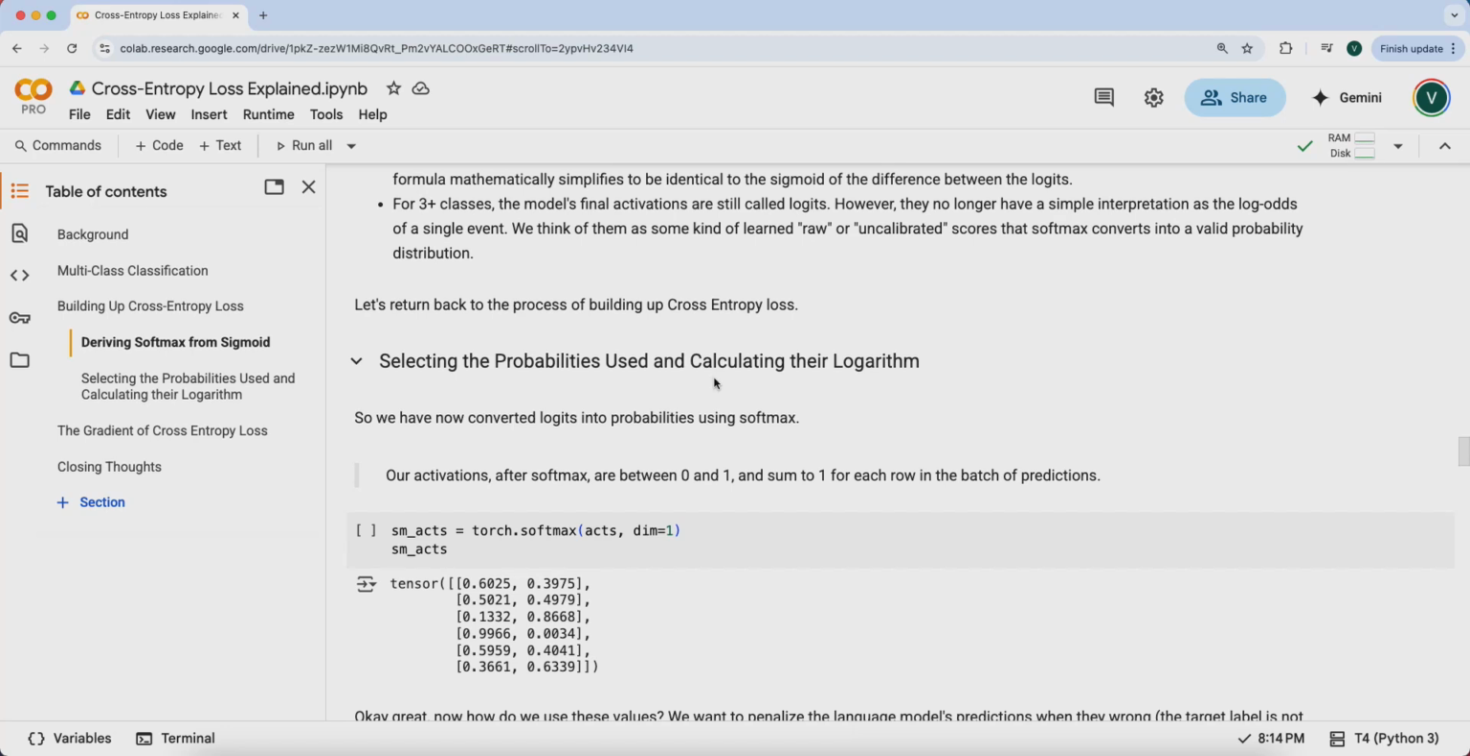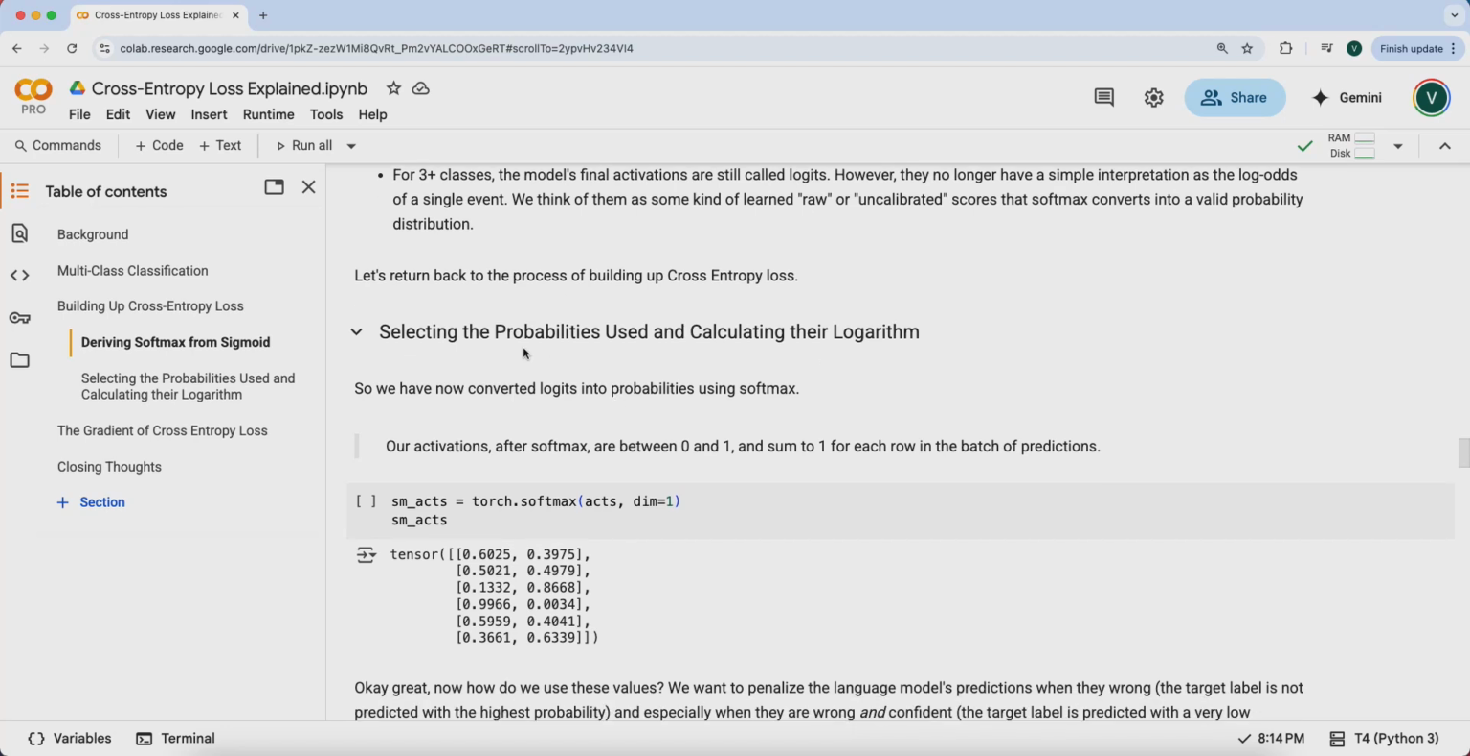So now that we have probabilities, what we want to do is select the probabilities that are associated with the batch item and the target that we are trying to reach, and calculate their logarithm. And we'll see why in a second. So our activations, the textbook says, after softmax are between 0 and 1 and sum to 1 for each row in the batch of predictions.